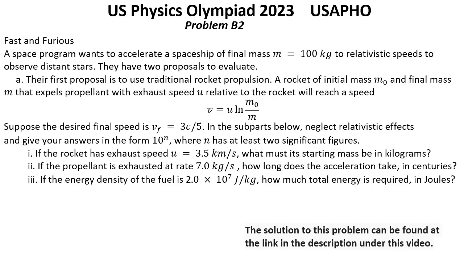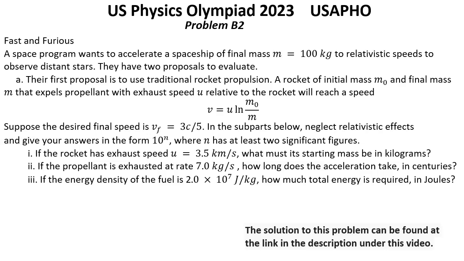US Physics Olympiad, year 2023, USAPhO, final round. Problem B2. Fast and Furious. A space program wants to accelerate a spaceship to final mass m equal to 100 kilograms to relativistic speeds to observe distant stars. They have two proposals to evaluate.